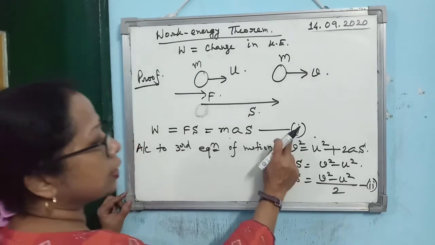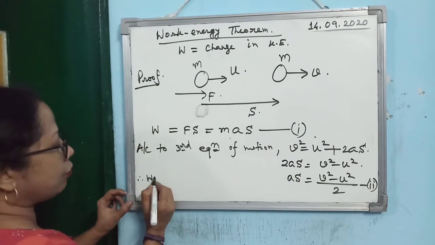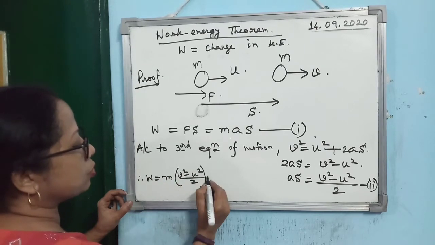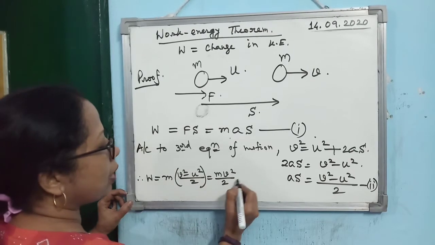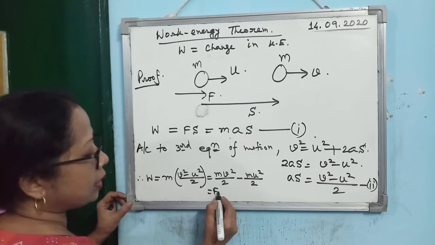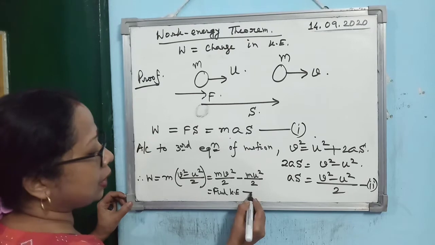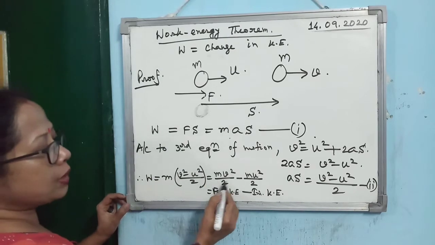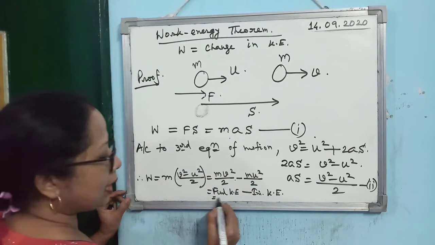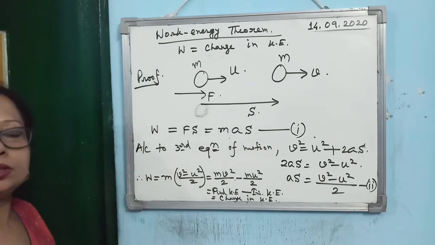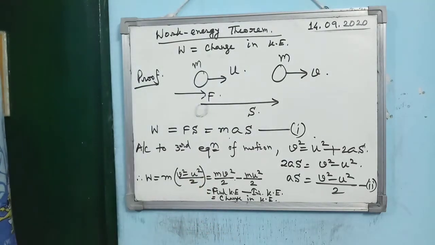So, substitute equation 2 in equation 1. What are you getting? Work done is equal to m into (v square minus u square) by 2. So, you can write it as mv square by 2 minus mu square by 2. Look at it: mv square by 2, what is it? It is the final kinetic energy. mu square by 2, what is it? It is the initial kinetic energy. So, mv square by 2 minus mu square by 2 is nothing but the change in kinetic energy. So, work done is equal to change in kinetic energy. This is the way one can prove the work energy theorem.